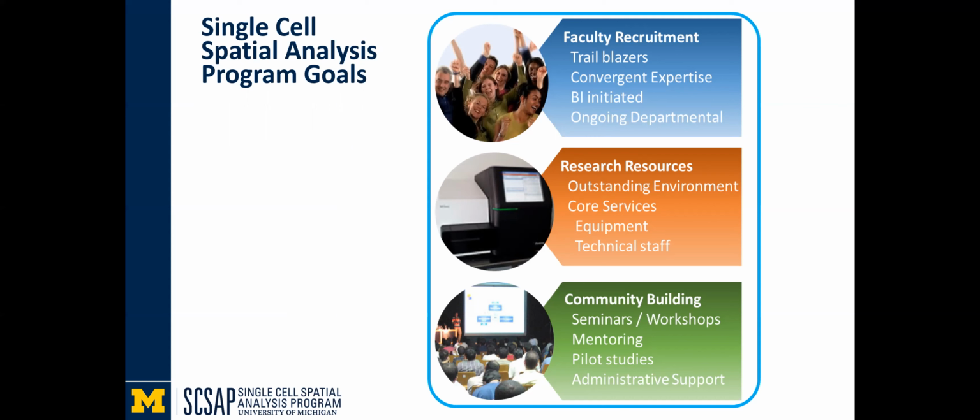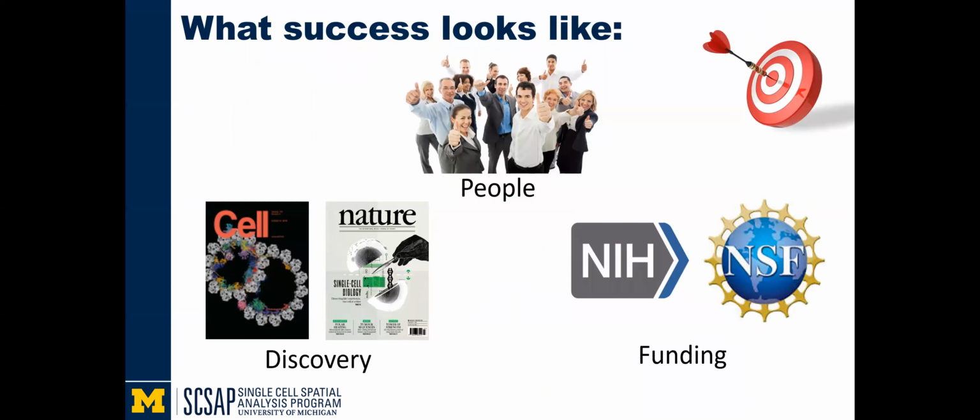And of course, community building. We're going to be establishing monthly seminars and workshops. We'll be having pilot projects. So stay towards the end to hear a little bit about that. This is what we envision our success. We're going to have a cadre of investigators at the University of Michigan focused on these problems, working together. We hope to develop discoveries that'll be high-level discoveries at the university and throughout, and finally enhance funding opportunities by making those resources available to our investigators.